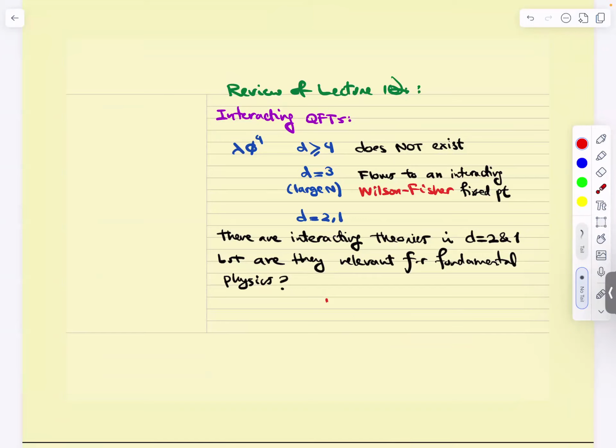The interacting QFTs that we found were lambda phi 4, or the O(N) version of that. In dimensions 4, space-time 4 and above, it doesn't exist. And D equals 3 at large N, we found theories like this using the Wilson-Fisher fixed point. And D equals 2 and D equals 1, we found interacting theories, but we don't quite know whether at this point they are relevant for fundamental physics.